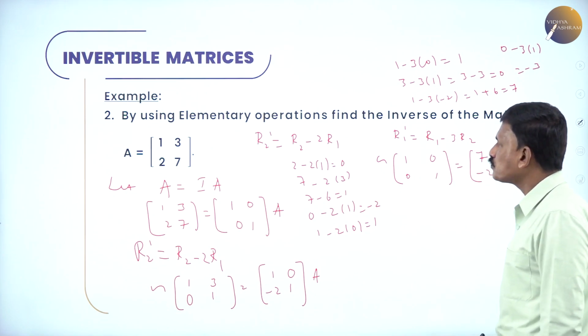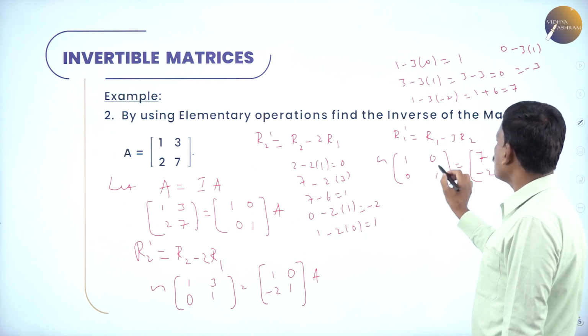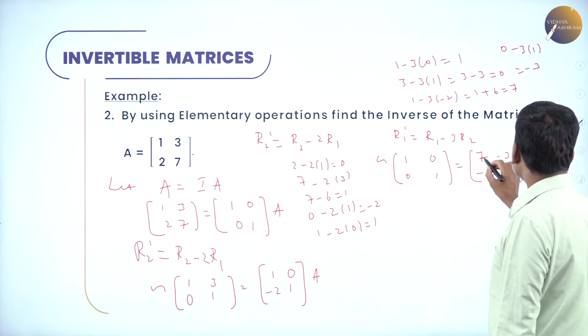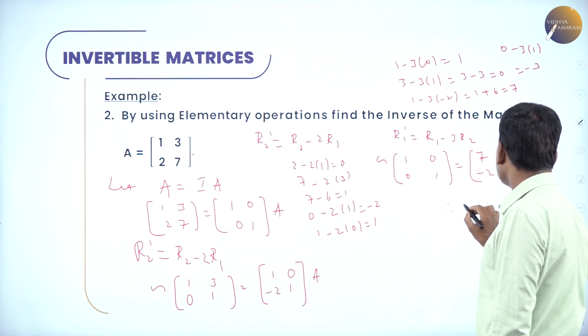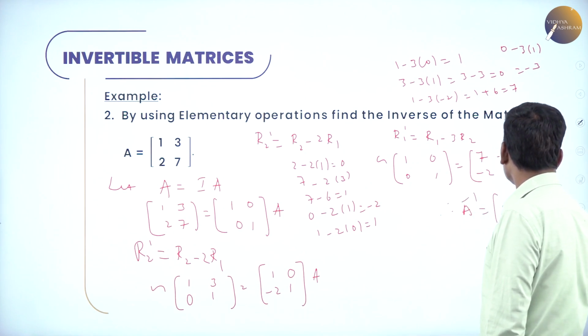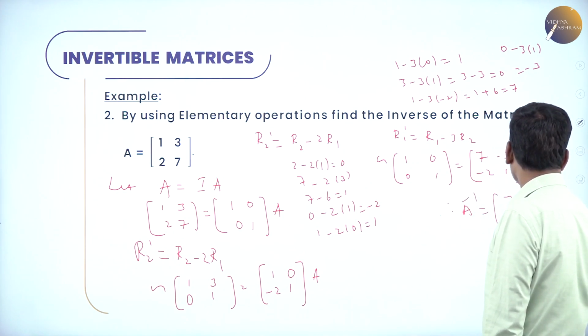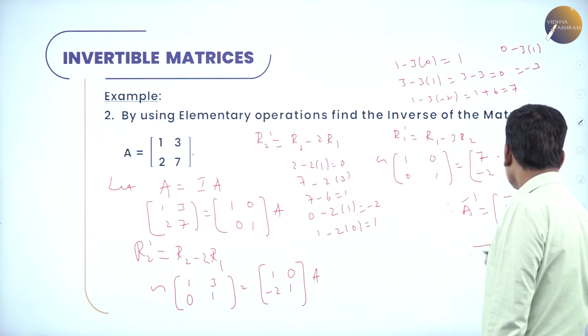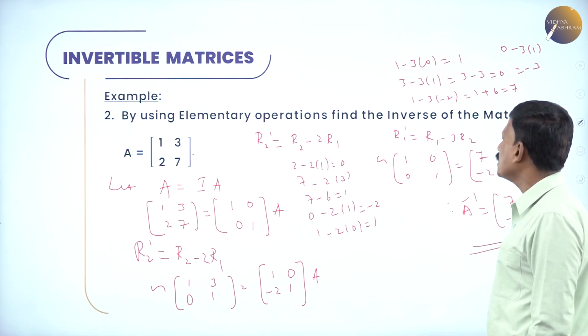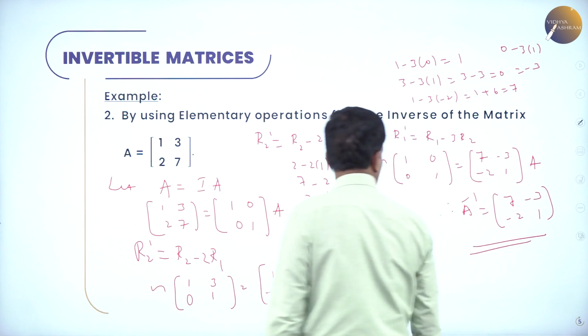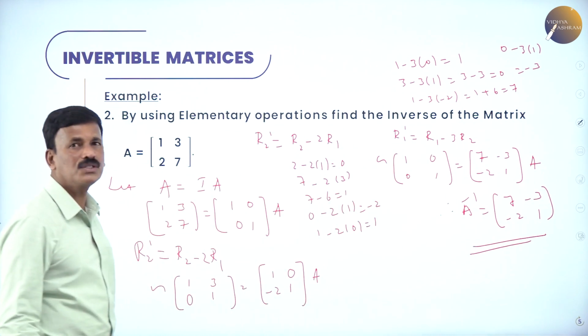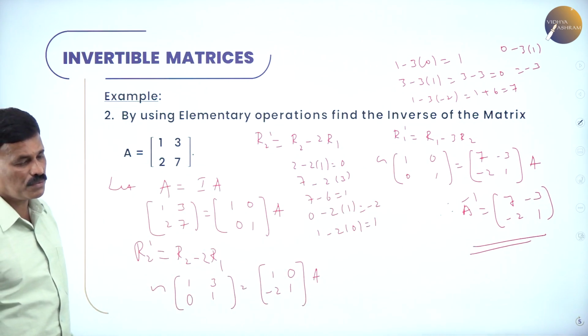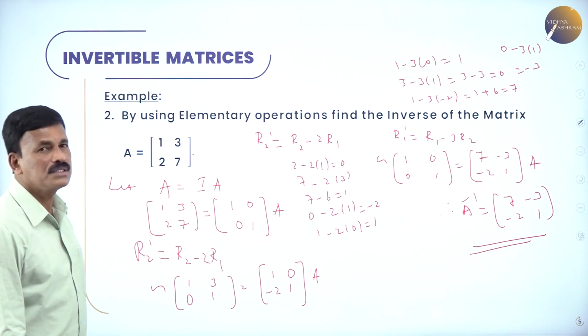So here we have 1, 0, 0, 1, the identity matrix. Therefore this is the inverse. The inverse of A, A inverse, is equal to 7, minus 3, minus 2 and 1. This is the inverse of the matrix. So usually you will get a problem like this for 3 marks.